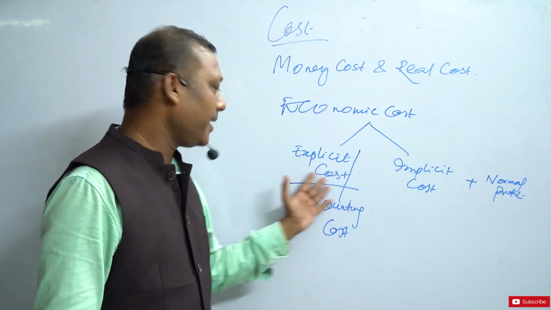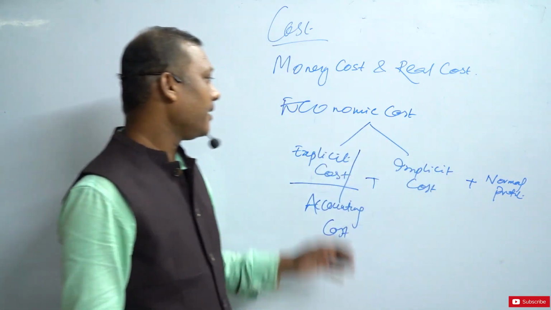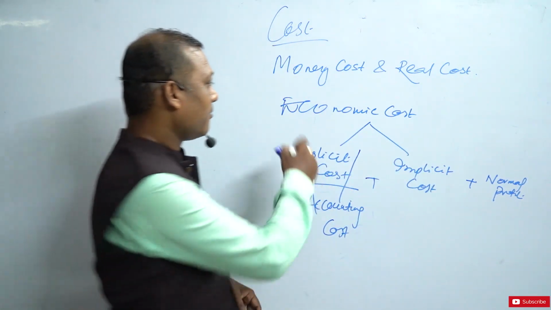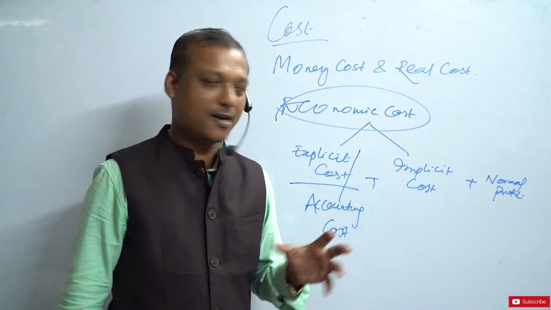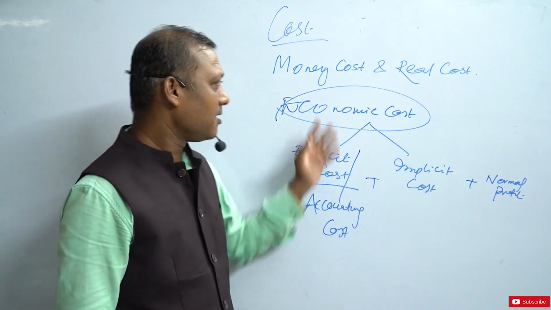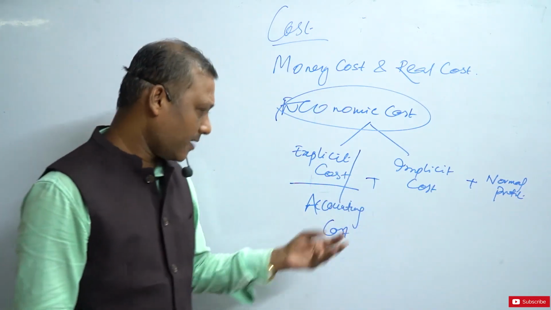If you combine explicit cost plus implicit cost plus normal profit, you will get the entire cost, which is known as economic cost. Understood? I hope you understood the points of the cost. We have discussed money cost and real cost, and we will discuss some other costs regarding that.